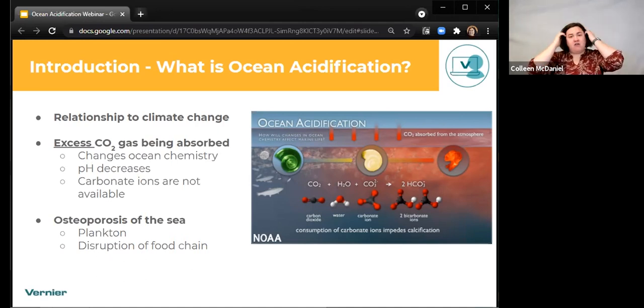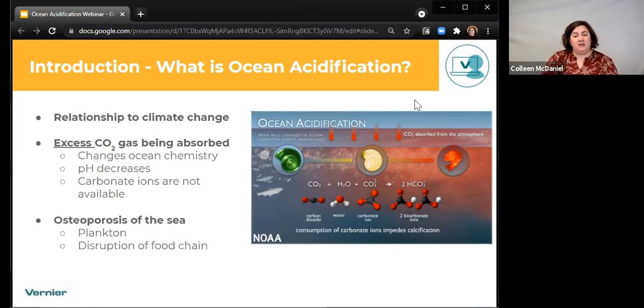So we talk about how that's going to create these bony structures on the outside of these organisms. And primarily we look at plankton and coral, because they are lower on that food chain, they're forming that base. If they have less carbonate ions available in order to build their skeletons, we're essentially seeing what we would consider an osteoporosis of the sea, where they're not able to build these really strong, robust structures to help basically live and support the rest of the food chain that relies on that.